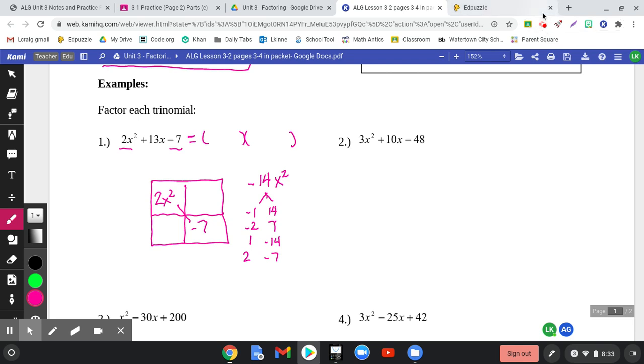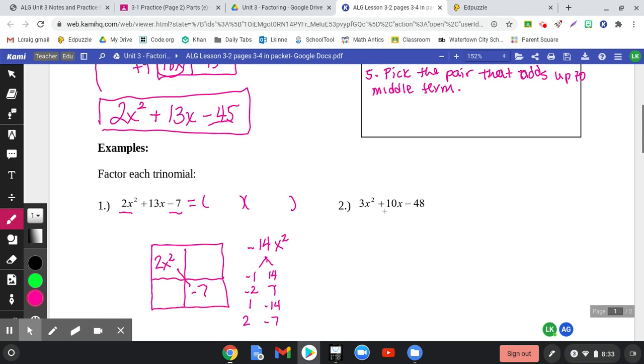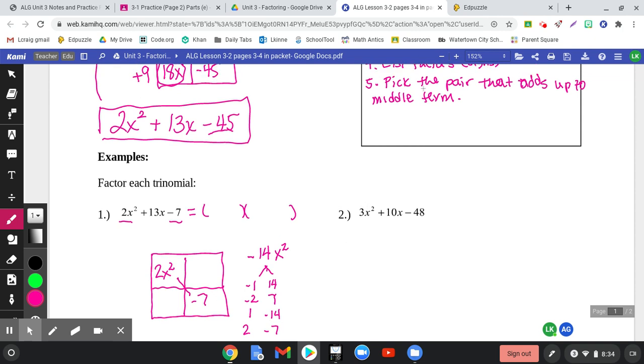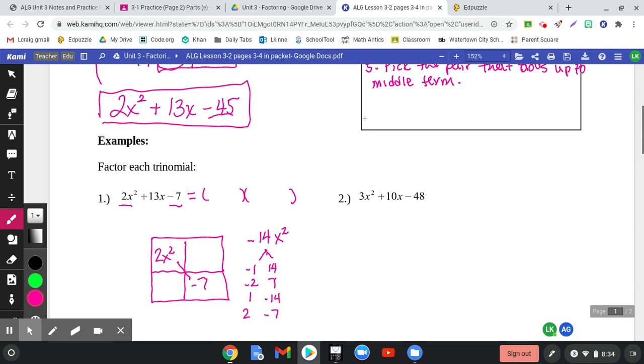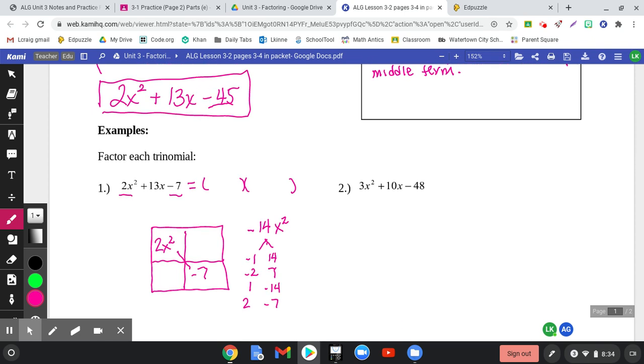So let's take a look. Let's just rewind to where we were at. We put the first term and last term, multiplied them together. And we had all these different ways that you can multiply to get negative 14. So we list all those factors. Now we want to pick the pair that adds up to the middle term, including the sign. That's something you want to watch out for, and that's why I like the calculator trick I'm about to show you. So the middle term, I'm looking for what adds up to positive 13.